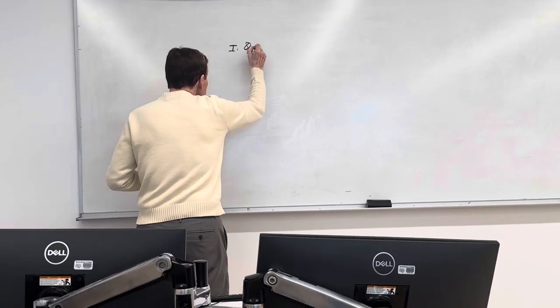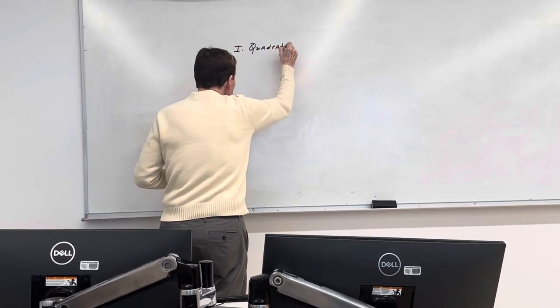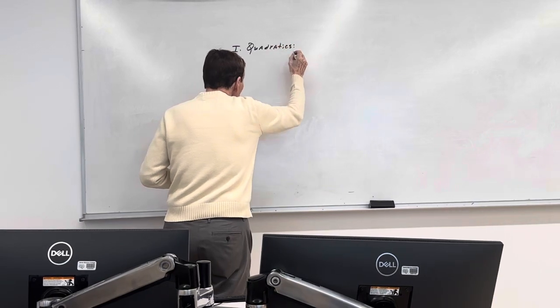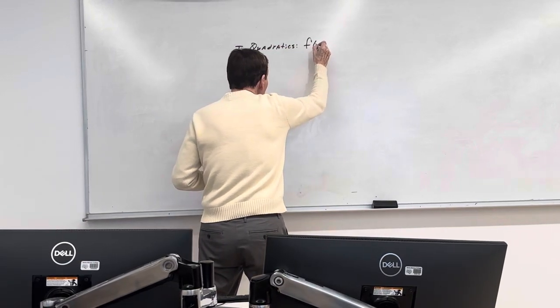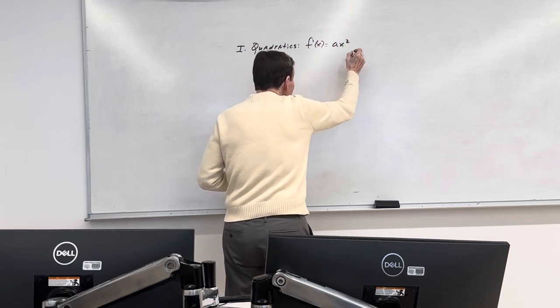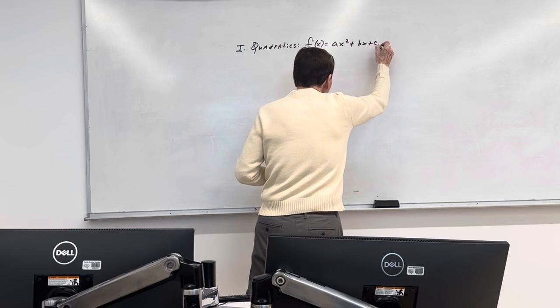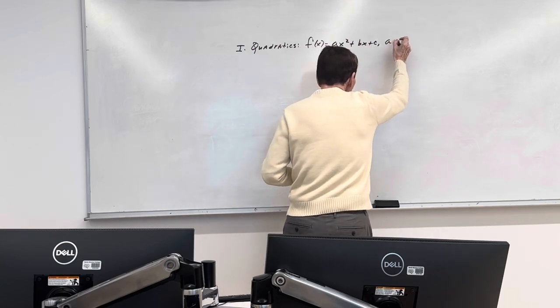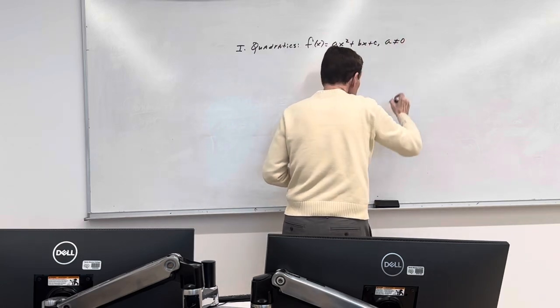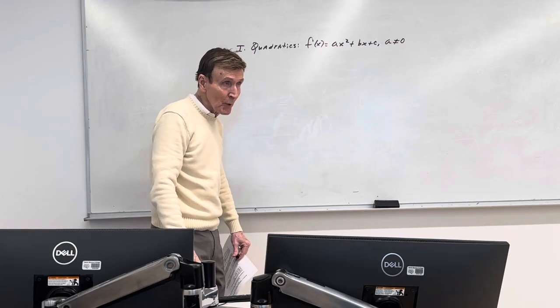Say quadratics, which we know definitely what it looks like. It looks like this. And of course, the leading coefficient cannot be 0, or you wouldn't have a square. That's what makes it quadratic.